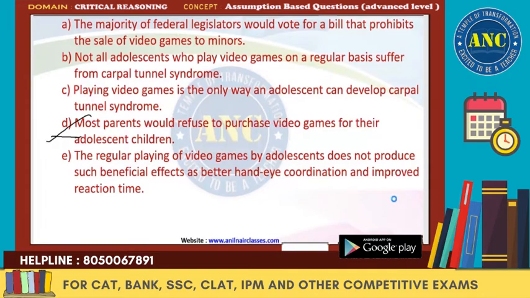Look at the rest of the options. Option A. The majority of federal legislators would vote for a bill that prohibits the sale of video games to minors. Now, majority consensus in the legislature has no bearing on whether the recommended legislation would actually help to curb carpal tunnel syndrome. Hence, option A will not work out.